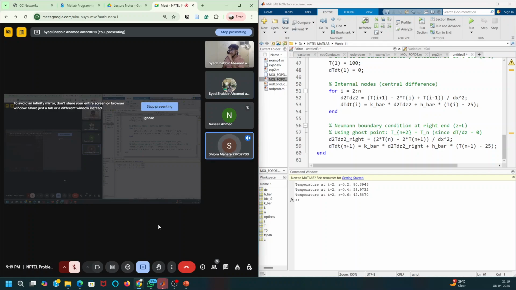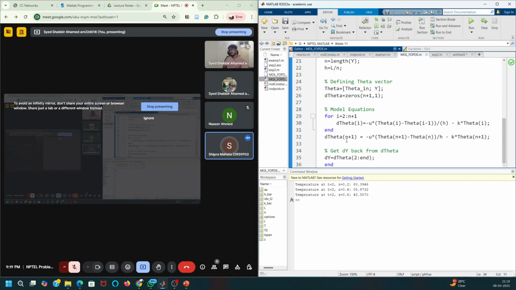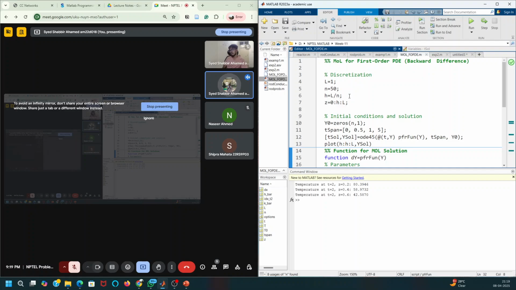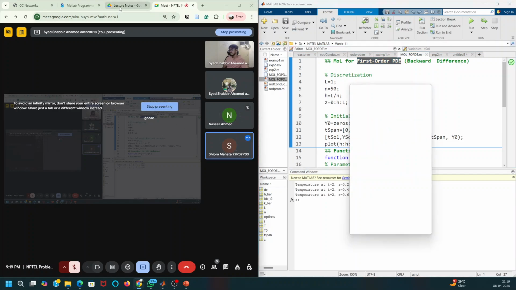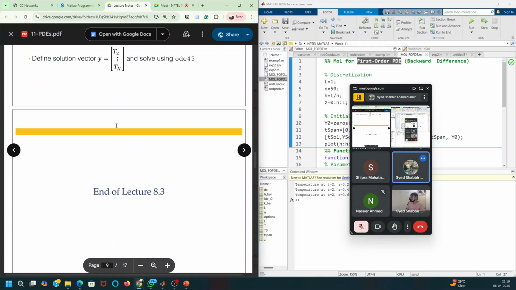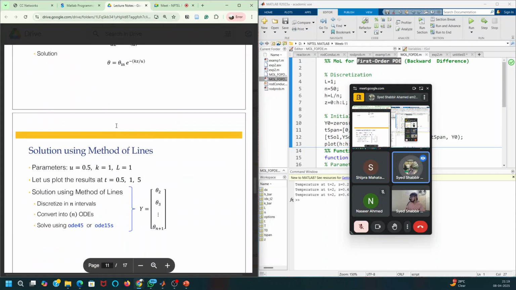Sir, one is method of lines and another is discretization for partial differential equations, where from the nth level we get the n plus one level. Are you talking about the first order PDE or second order PDE? Second order PDE. In these lectures we have only solved using method of lines.